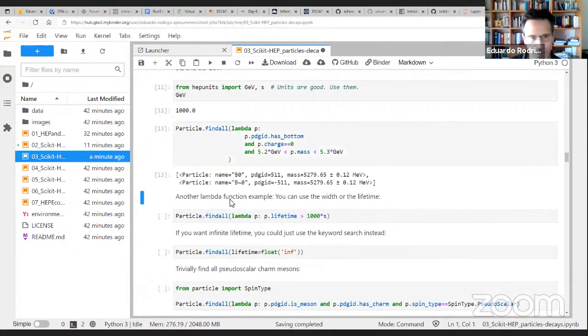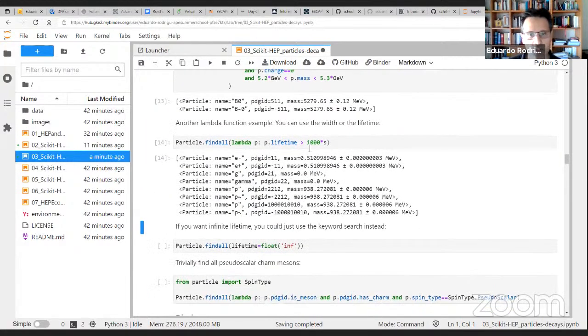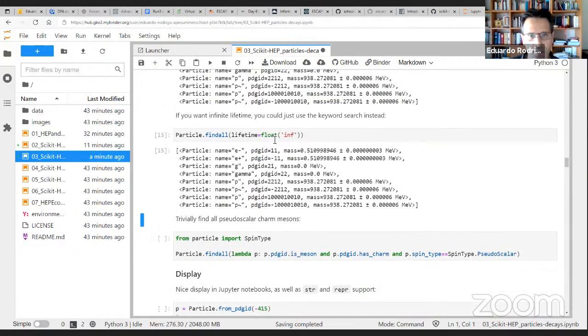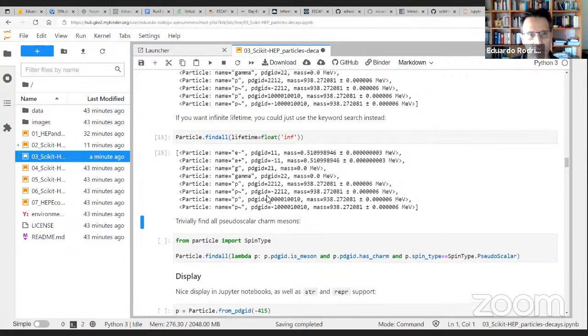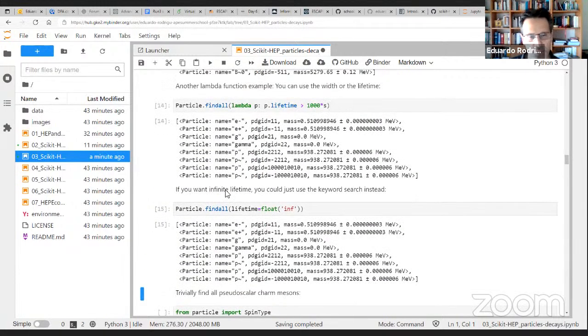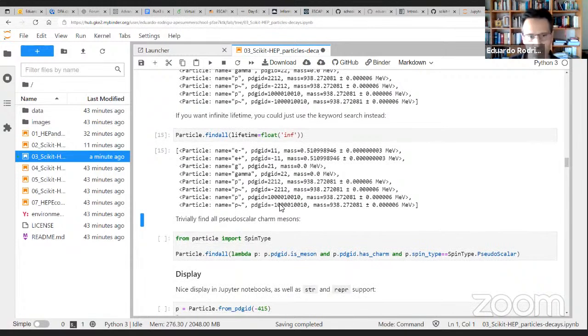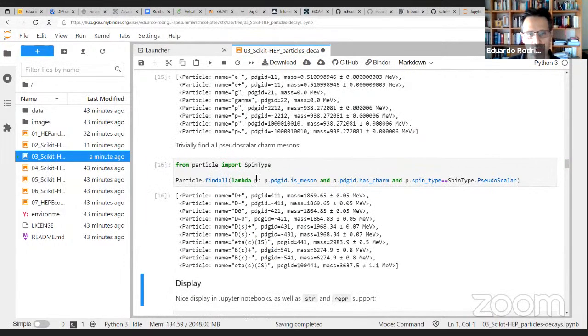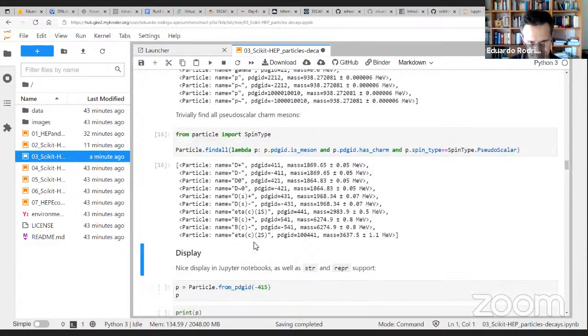Again, you can be fancier. You can ask for very large lifetimes, over 1,000 seconds, you name it. And even if you want to say which are the ones that are effectively stable, you can just pass it lifetime. So you can pass it to find pretty much anything. Here you would get the infinite ones, so the proton, the photon, the electron. You can even be fancier. So here's a lambda function where you acquire in one line directly which are the pseudoscalar charm mesons. So there you go, they're all there.